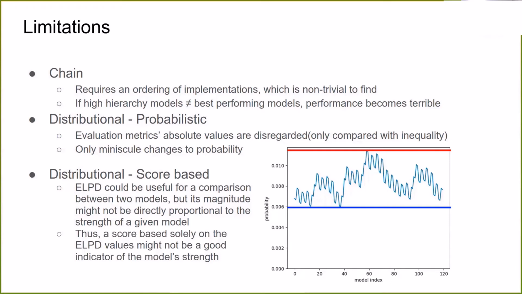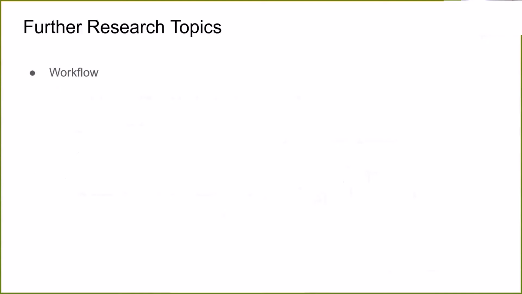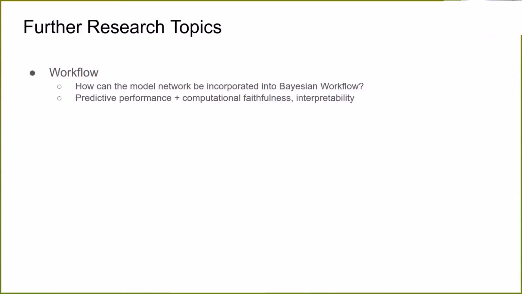So a score based purely on ELPD values is probably not going to work as a good indicator of measuring the strength of a model. And that's another portion that we need to work on, which is how we're going to bind the workflow topics to the model network. So, okay, we have a way to describe a network of models, and we do have some crude algorithms that can somewhat traverse the model network widely enough to find some optimum under a given criteria. But until now, we've only used ELPD, which just measures the predictive performance of models.